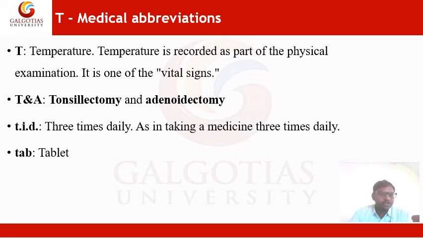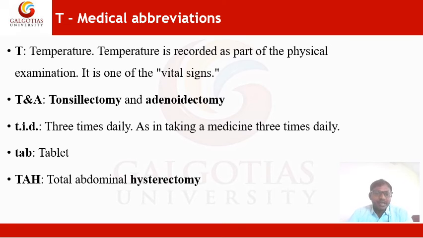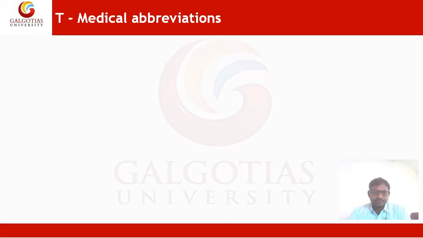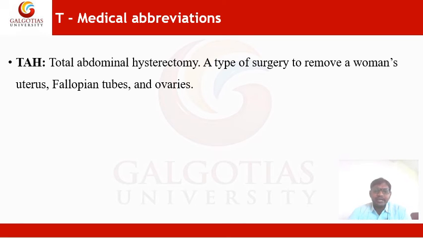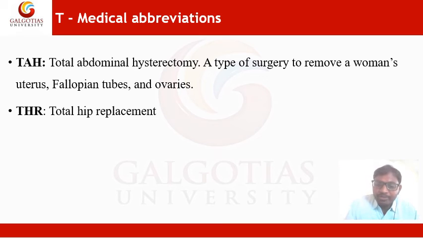TAB, tablet. No need to write the complete word tablet; write tab in medical abbreviations. TAH, total abdominal hysterectomy. This is a type of surgery that removes the woman's uterus, fallopian tubes, and ovaries. It is a major surgery, performed when a female has an abnormality of the fallopian tubes or uterus.